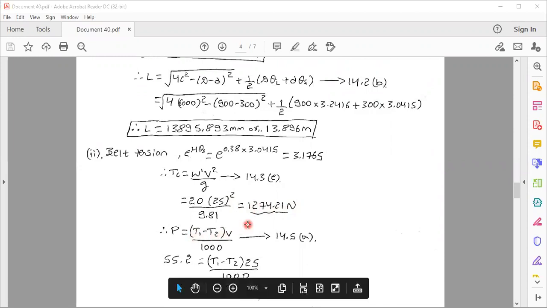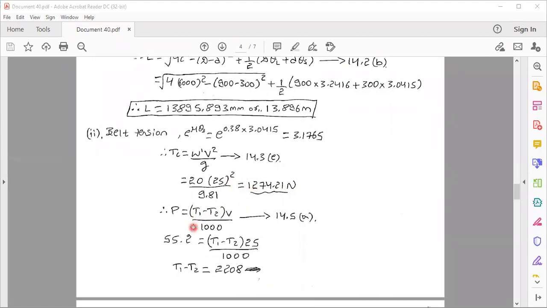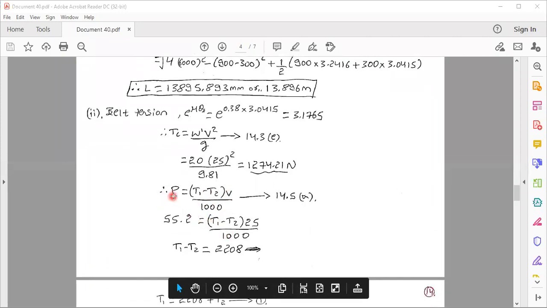You have to see the equation where the belt tensions are given. In equation 14.5a, that is the power transmitted equation, you have to use the SI unit formula. The metric unit formula is also there, but we will be using SI unit. Use the power transmitted SI unit formula 14.5a, where power transmitted is equal to (T1 minus T2) into V by 1000. Power transmitted is given, substitute 55.2.